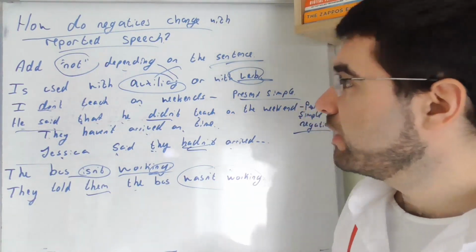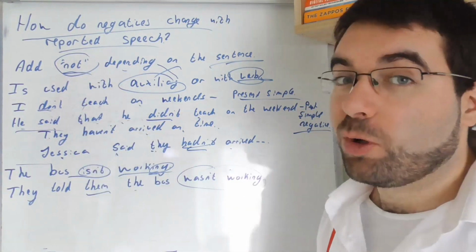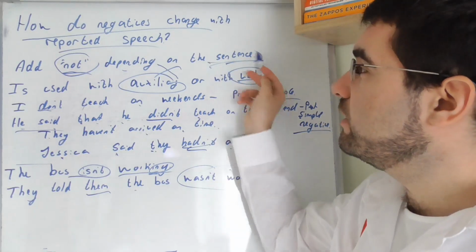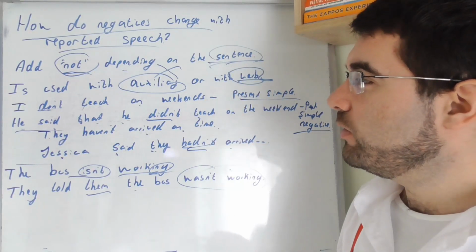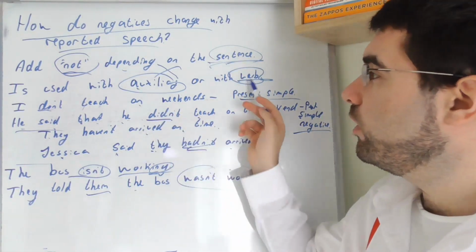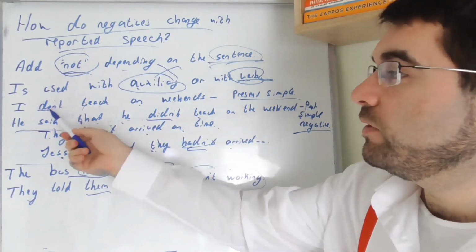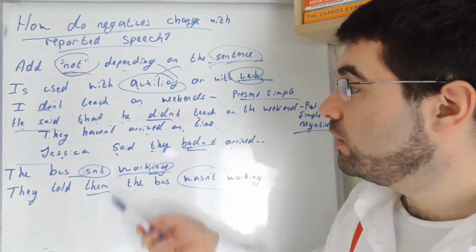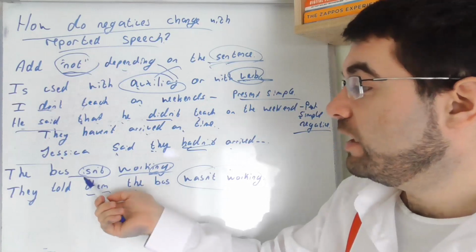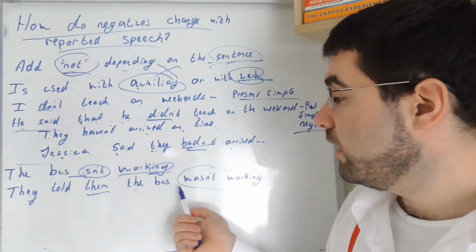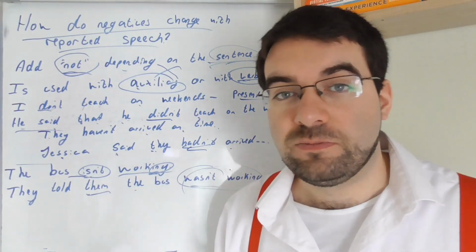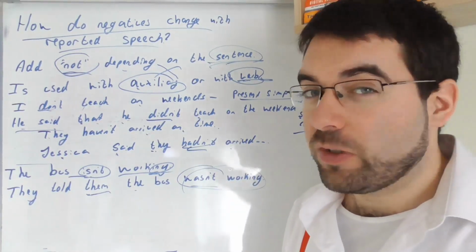Simple as that. So it adds not, more often than not, depending on the sentence. Pretty cool. If there's an auxiliary verb, or if there isn't, we use it with the verb. Haven't, hadn't, won't, hadn't, and then isn't working, it wasn't working. Cool. Let's keep going. There's always more.